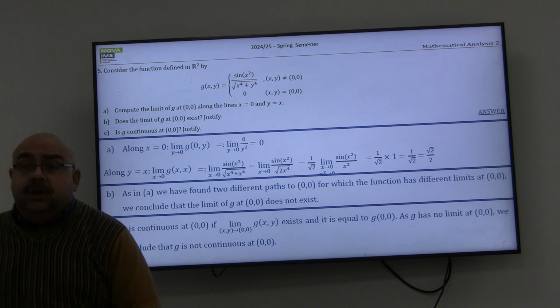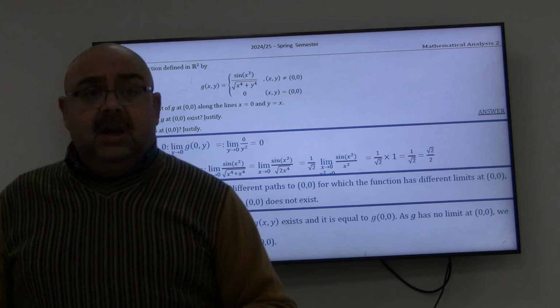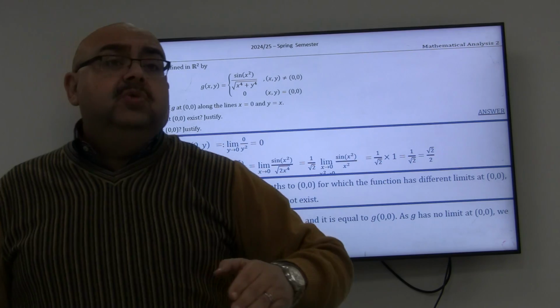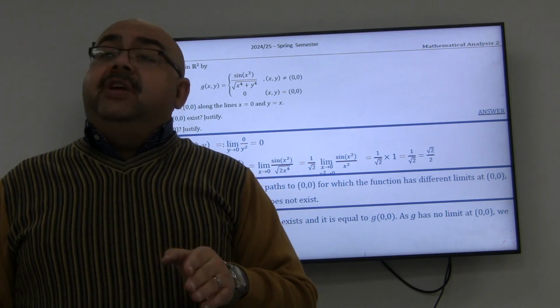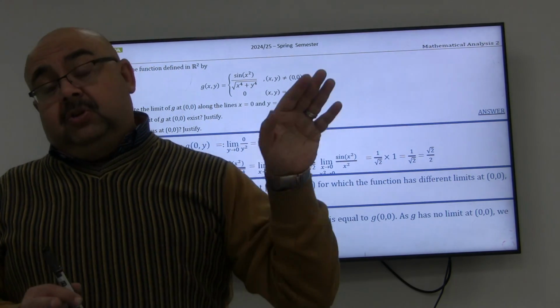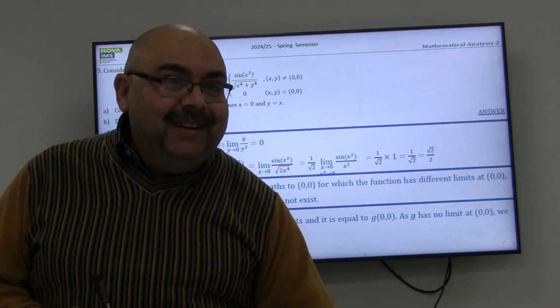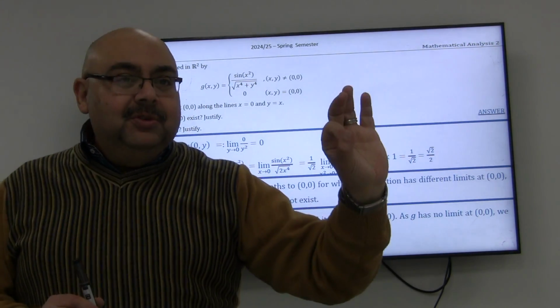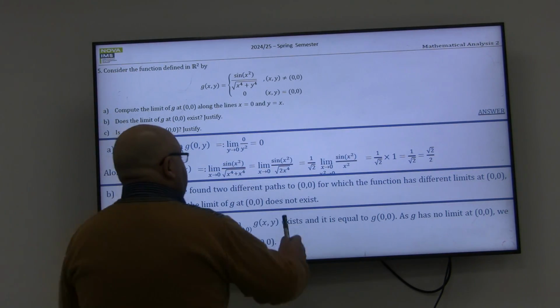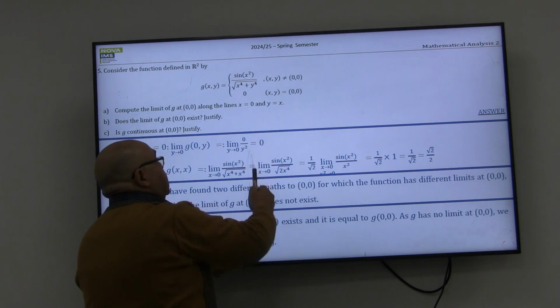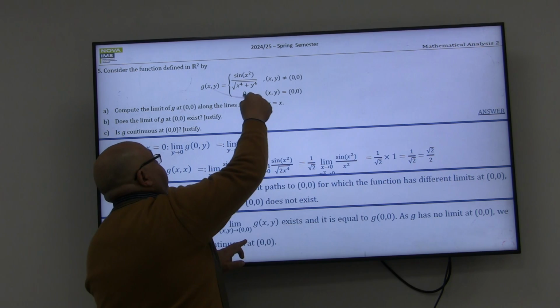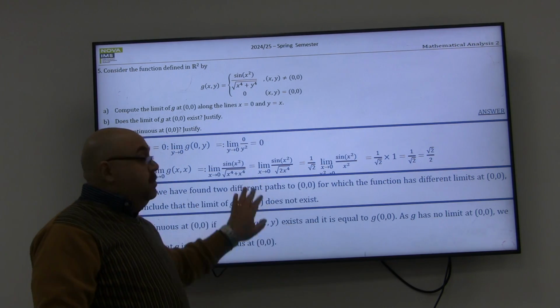We know the condition for the function to be continuous: the limit should equal the value of the function. Now I know that the limit doesn't exist, from parts A and B. While the function is defined, it has a value, and the value is equal to 0. Okay? So they are not equal to each other. The limit is not equal to g of x, y equal to 0, because simply it doesn't have a limit.